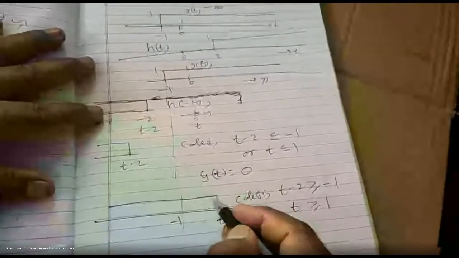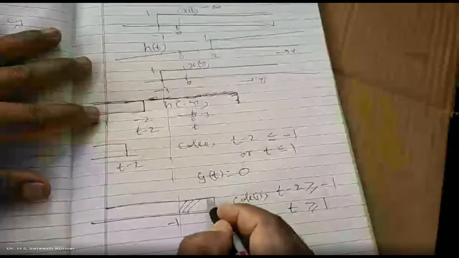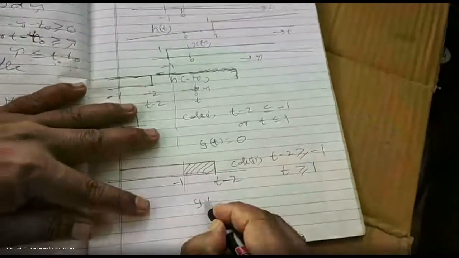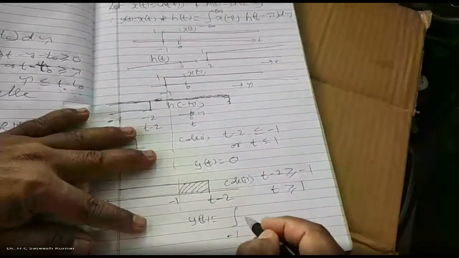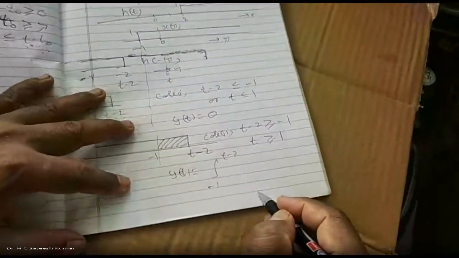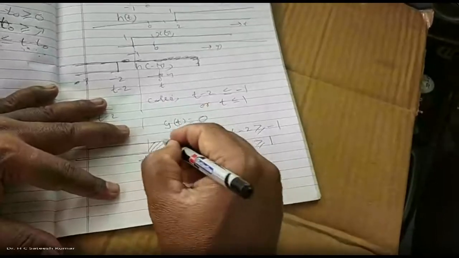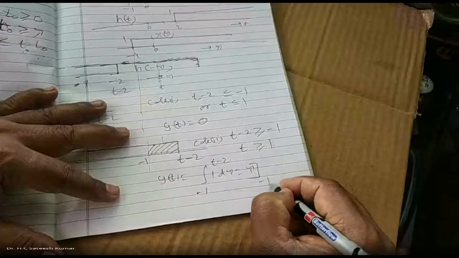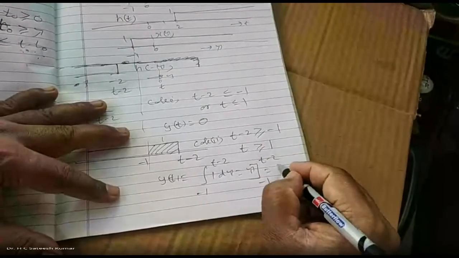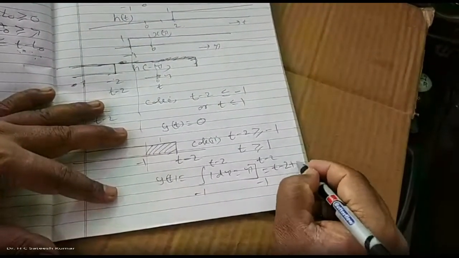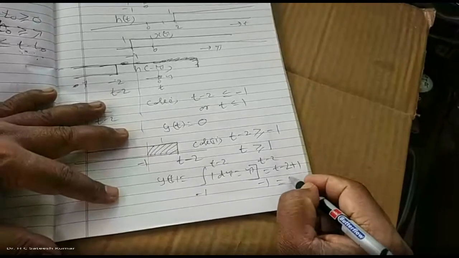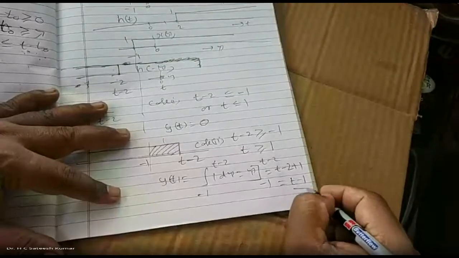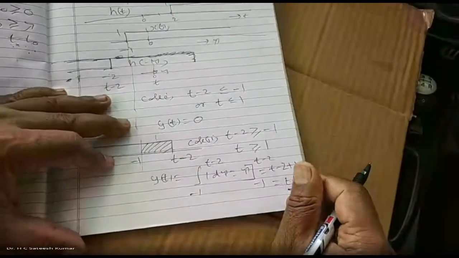Overlapped area is from this one, minus 1 to t minus 2. So y of t is equal to integration from minus 1 to t minus 2, 1 into 1 is 1, 1 d tau, which is equal to tau between the limits minus 1 to t minus 2, which is equal to t minus 2 plus 1, which is equal to t minus 1. That's it. That will fetch you 5 marks.